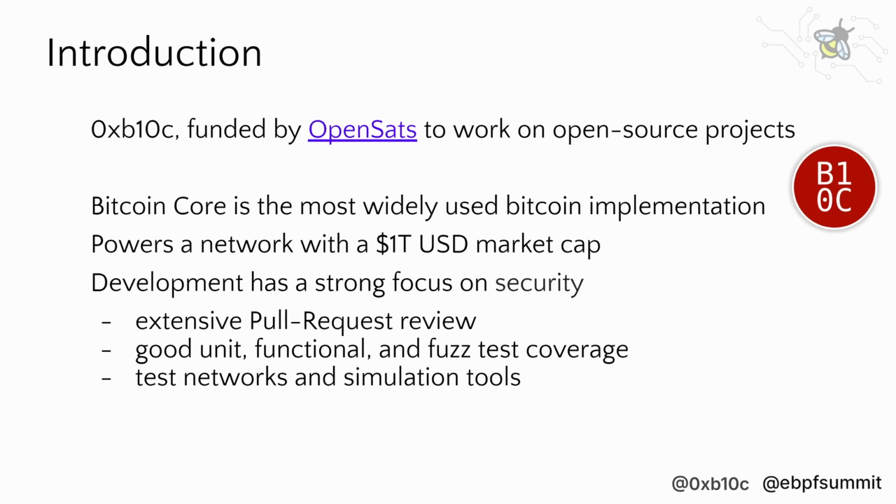The software powers the network with a market cap of more than $1 trillion, which is roughly equal to the market cap of Meta. Bitcoin Core development has a strong focus on security and doing proper software engineering, as problems can hurt the network and bugs can cause users to lose their money. This includes extensive review of pull requests, good unit, functional and fuzz test coverage, along with test networks and simulation tools. But this doesn't reduce the need for monitoring of development builds, release candidates and production deployments.